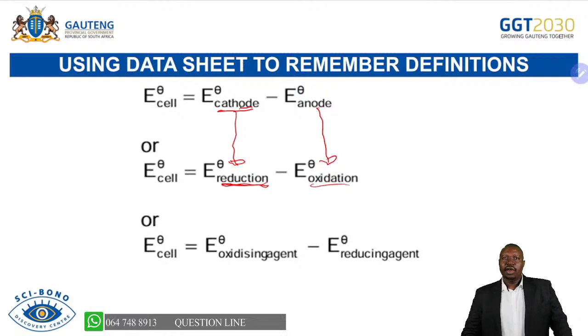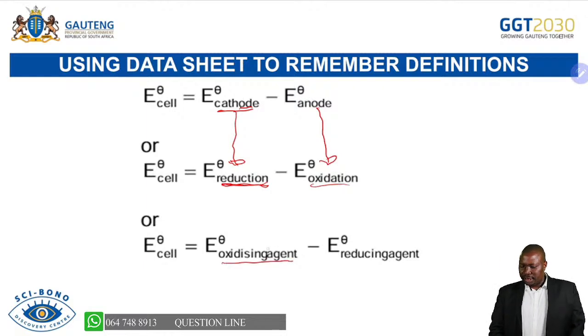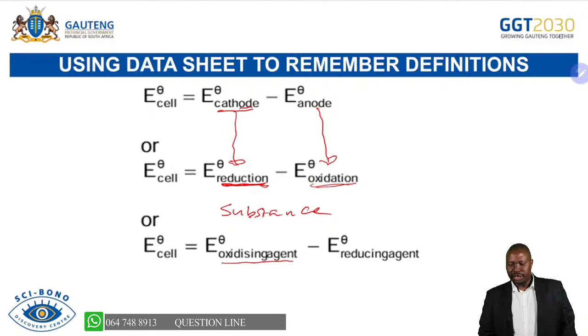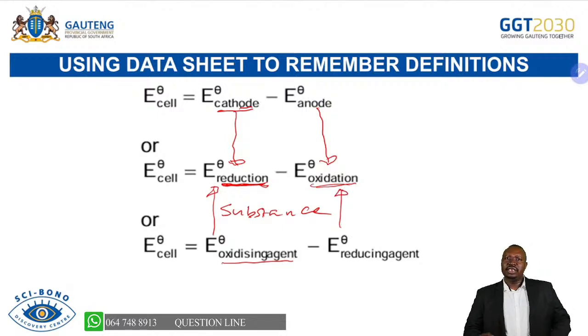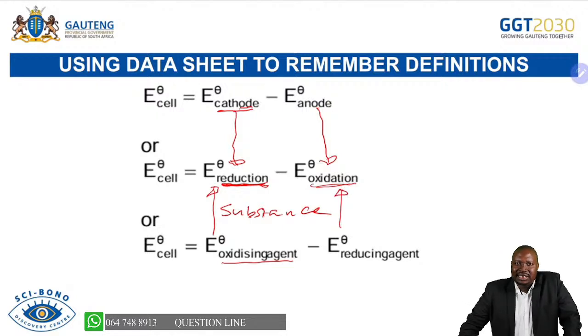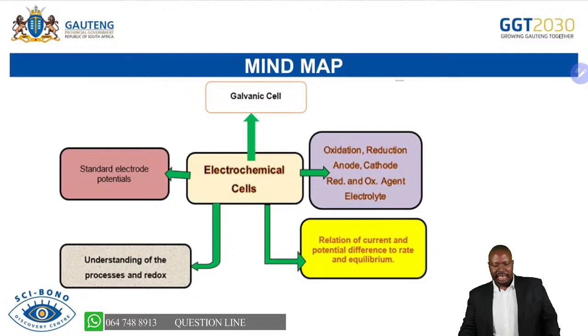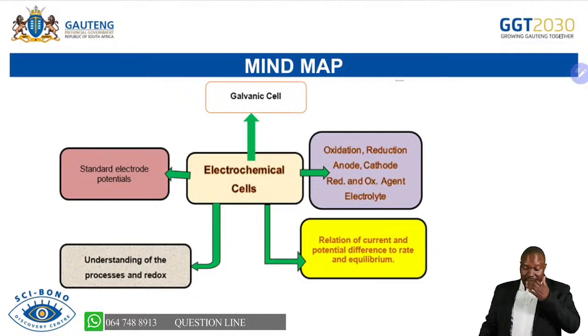And when we say what is an oxidizing agent, remember we said it's a substance. The main thing you are saying when we talk about agents is that an oxidizing agent is a substance that undergoes reduction. A reducing agent is a substance that undergoes oxidation. So you are able to use these formulas to remember all these definitions. Then in terms of definitions, you will always give us correct answers, and you will utilize this data sheet for that.